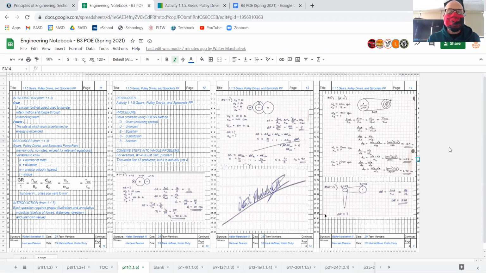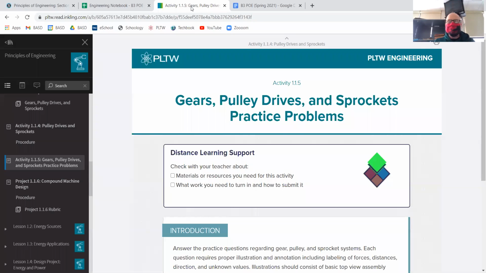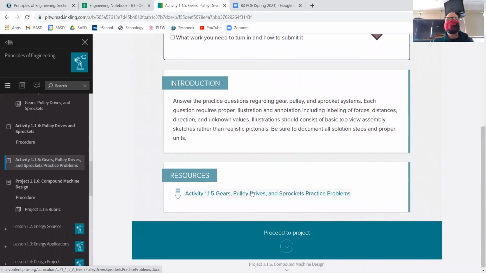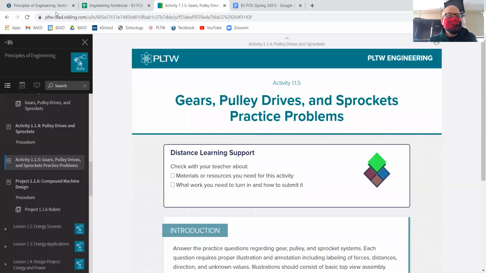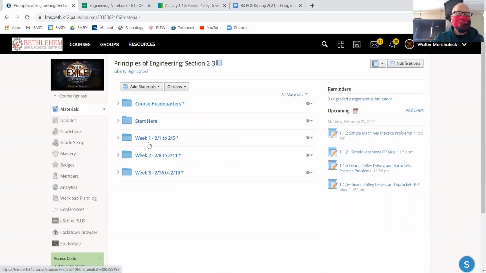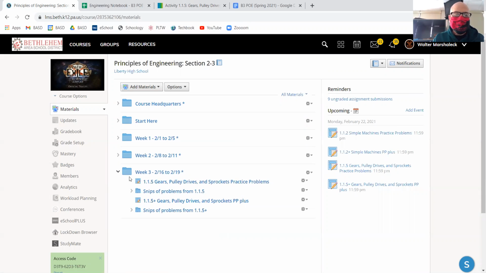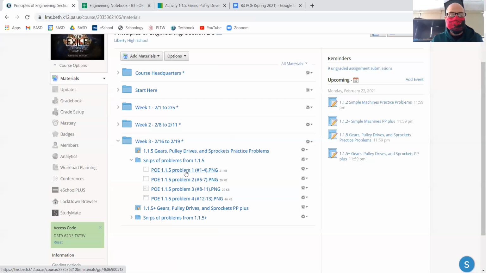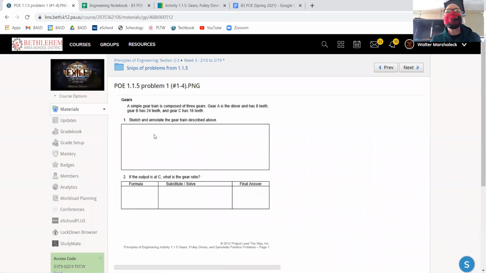Okay, the idea is that this is lesson 1.1.5, which you find right there in the Project Lead the Way website, of course. 1.1.5, gears, pulley drives, and sprocket practice problems. There's really not much here except a document which shows the problems that you need. So rather than have you deal with that, I put in the Schoology course page 1.1.5 gears, pulley drives, and sprockets practice problems. And then I put snips of those problems, which I got using the snipping tool, to make them easily accessible within Schoology. So I'll look at that in just a moment.